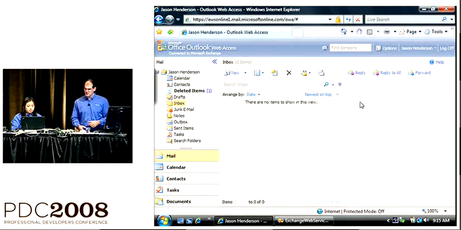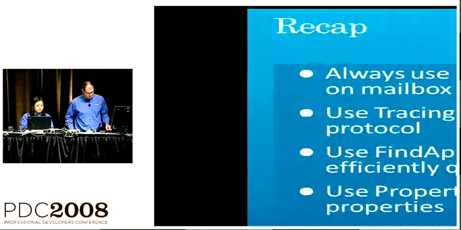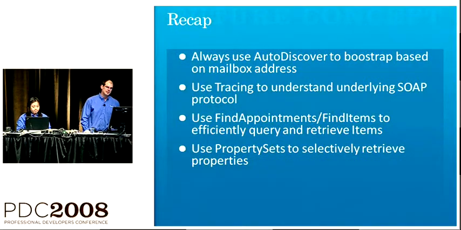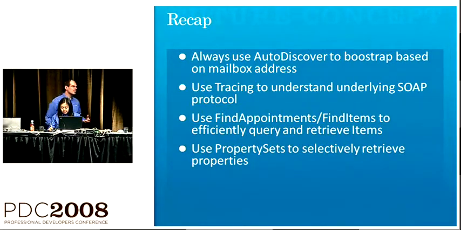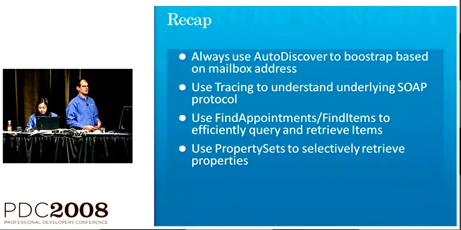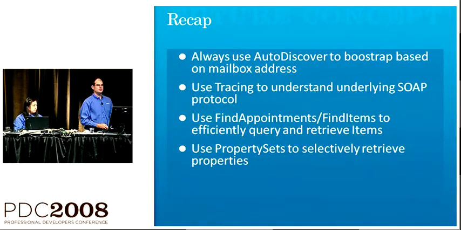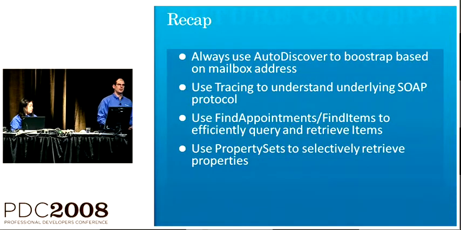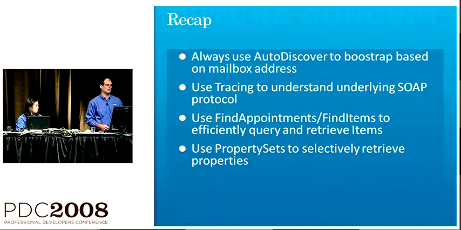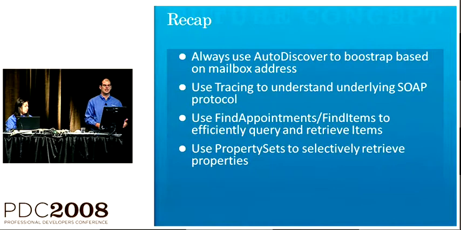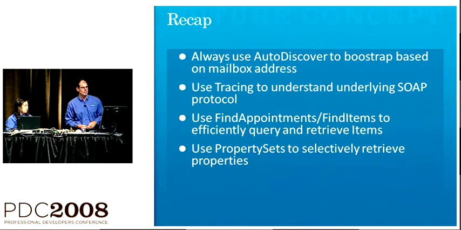So let's switch back over and just go through some recaps on what we've discussed. The important things are always use autodiscover, as I've said, to bootstrap based on mailbox address. So we never want to hard code. We always want to use autodiscover. You always want to use tracing if you're in doubt about what's actually being sent up to the server or sent back. We definitely recommend tracing for prototyping as well, and for other applications not using the managed API.